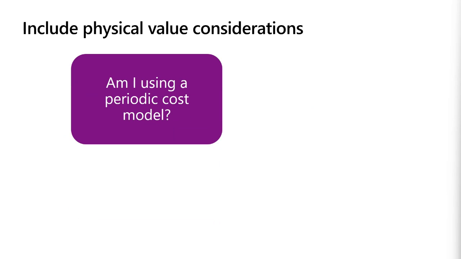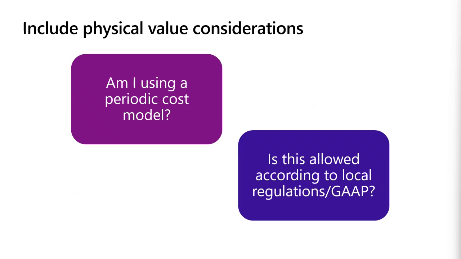Now, we're going to switch gears and talk a little bit about the include physical value option and some other options. You will need to consider which costing model you're using, noting that the include physical value option can only be used with periodic inventory models. In other words, you cannot use the option with standard cost or moving average.